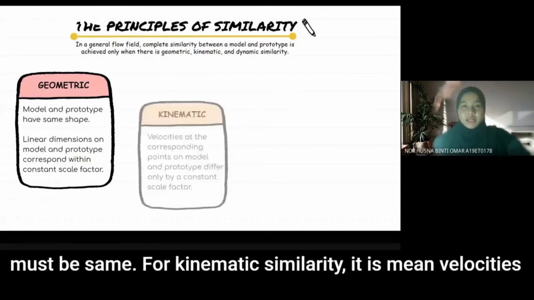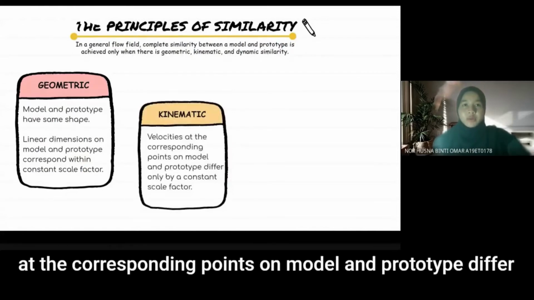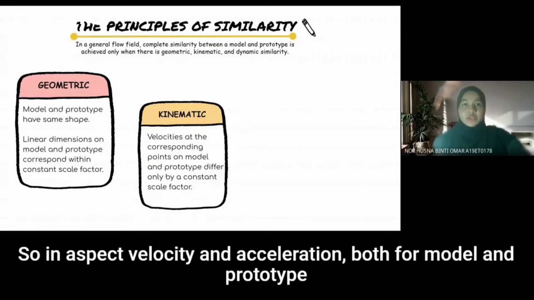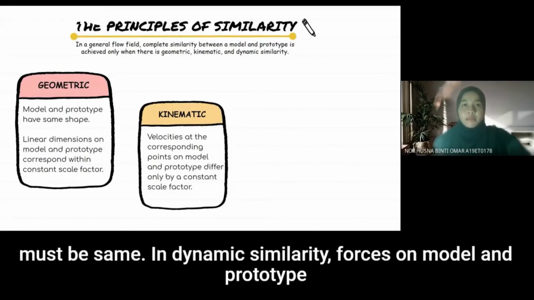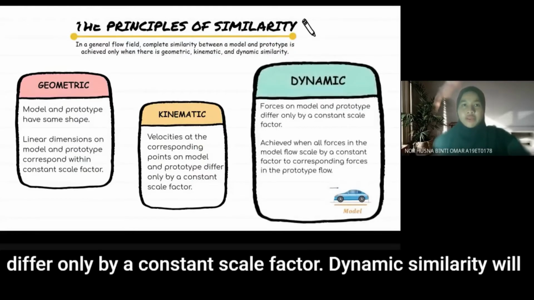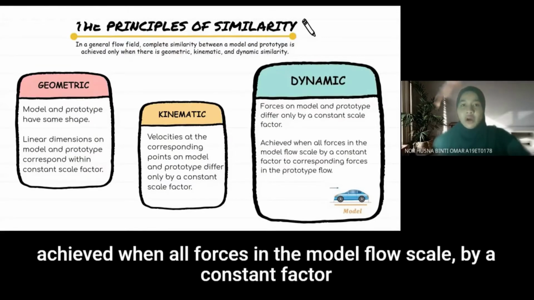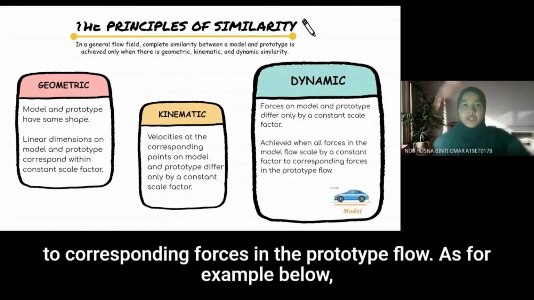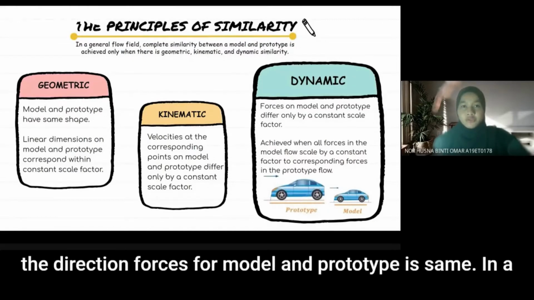For kinematic similarity, it means velocities at the corresponding points on model and prototype differ only by a constant scale factor. So in aspects of velocity and acceleration, both for model and prototype must be the same. In dynamic similarity, force on model and prototype differ only by a constant scale factor. Dynamic similarity will be achieved only when all forces in the model flow scale by a constant factor to the corresponding forces in the prototype flow. As in the example below, the direction of force for model and prototype is the same.